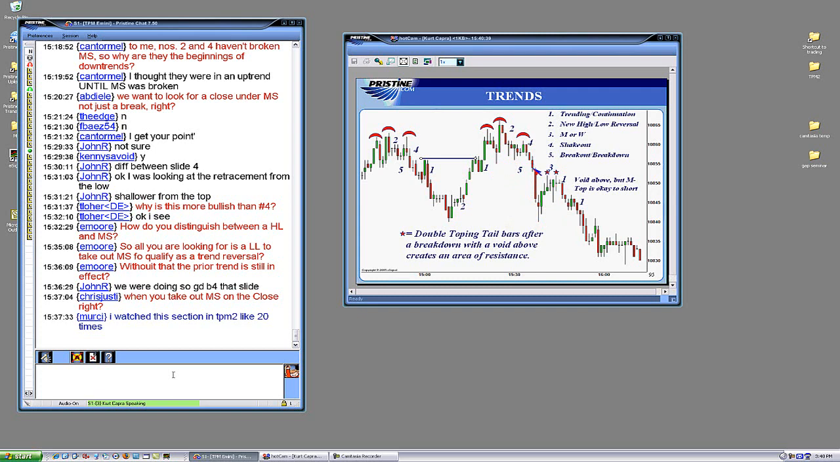Here we have an M top. After breakdown under major support, we short the next retracement. Here's an M top. Double topping tails after a breakdown with a void above creates resistance. Right, this move down created a void above. But these two topping tails, this double top, establishes a new area of resistance. Okay? So with this double top, it's okay to short, and then we get continuation of the weakness.